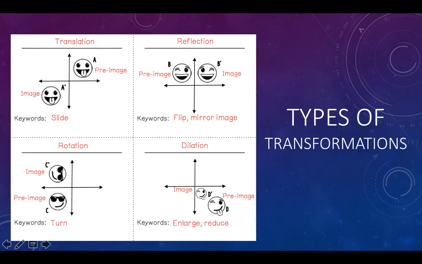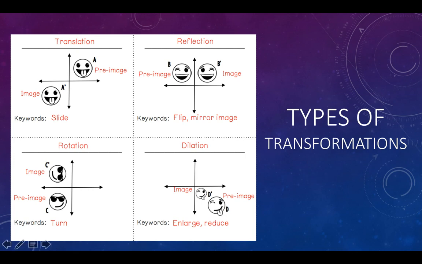So these are the different types of transformations, and I have little pictures here for you. The first thing we're going to address is translation, right? So if we have our pre-image here and it slides down here and it's exactly the same, and the keyword here is slide, it's a translation. So a translation is just a slide of a figure, which I'm going to show you.